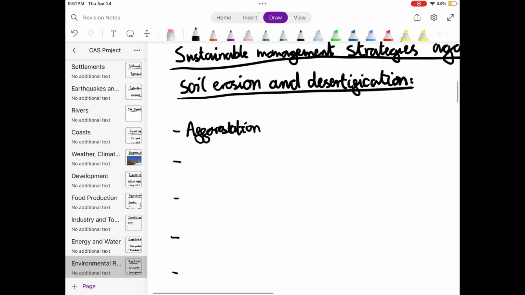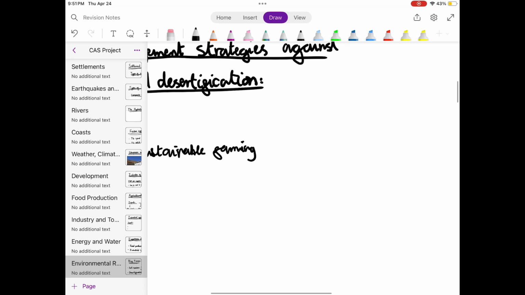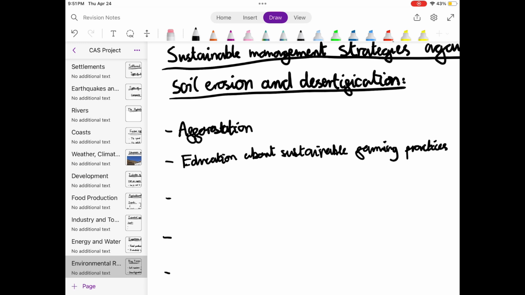The next solution is to provide education about sustainable farming practices. And by doing this, farmers are more aware of the effects of soil erosion, and therefore they may be careful with the grazing and the cultivating of their land. And in some cases, they may also reduce the intensity they farm on the area of land that they're given.